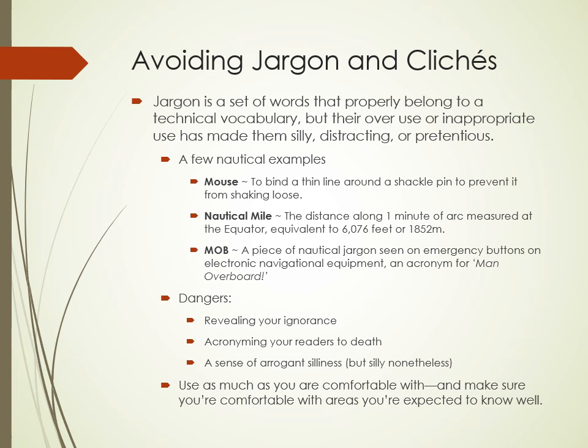I'll do these other two first. A nautical mile, you talk about a certain nautical mile. It's a very different distance from even miles that Americans would think about. The distance along a 1 minute arc measured at the equator equivalent to 6,076 feet. I don't know why they do the odd numbers. That's one thing I will give the metric system. Everything ends in a zero.